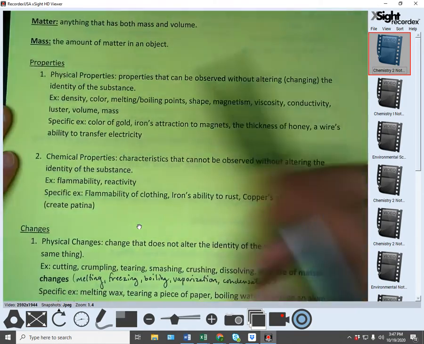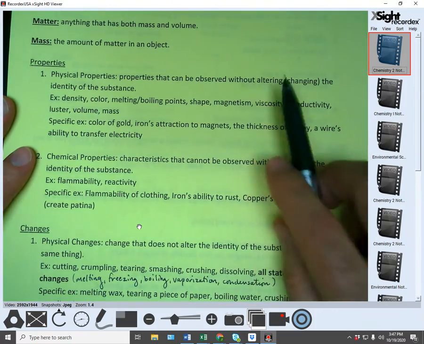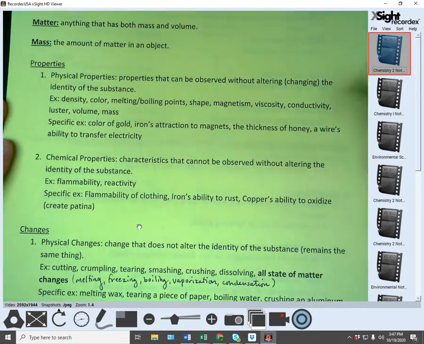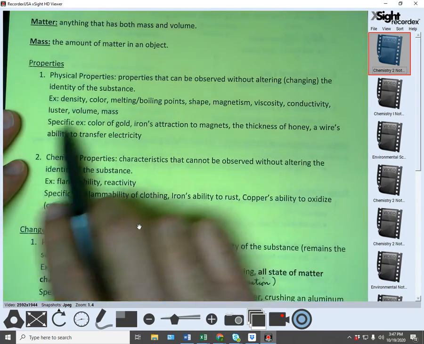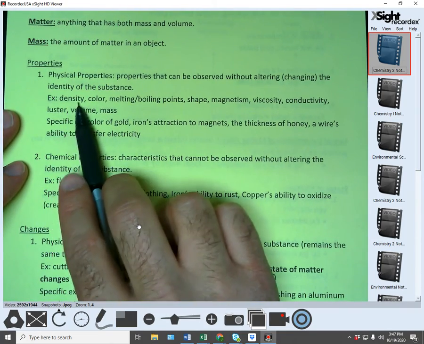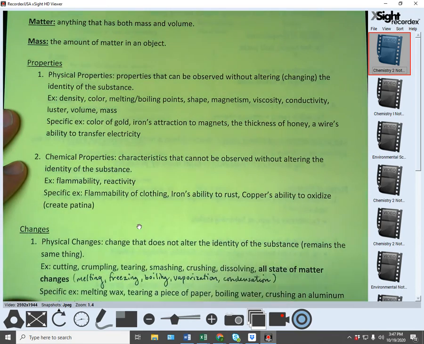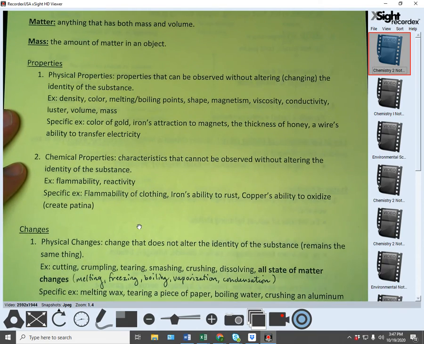So physical properties are properties that can be observed without altering or changing the identity of the substance. In other words, you can observe it and it's still the same thing. So I've given some examples here. Density. Okay, you can observe the density of something. Put styrofoam into water. It floats. You can observe the difference in densities like that without actually changing it into something new.